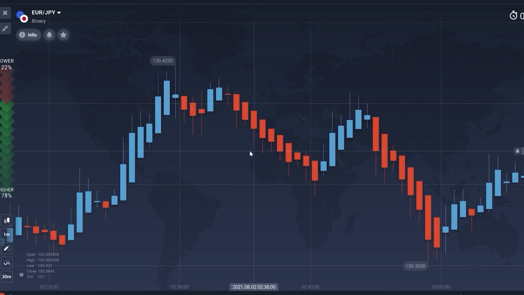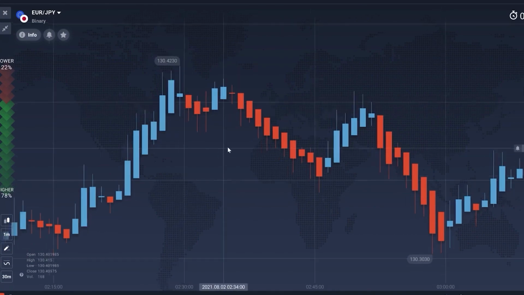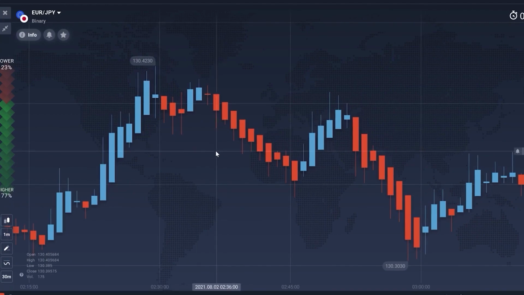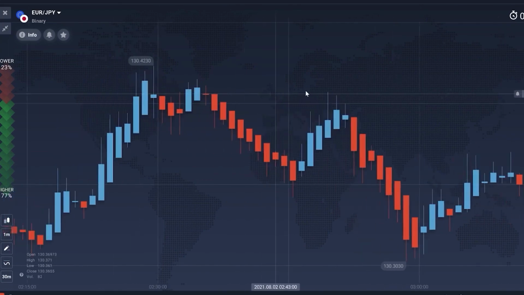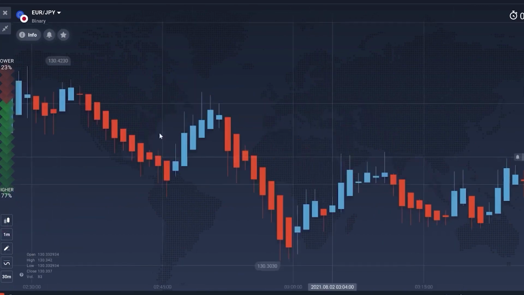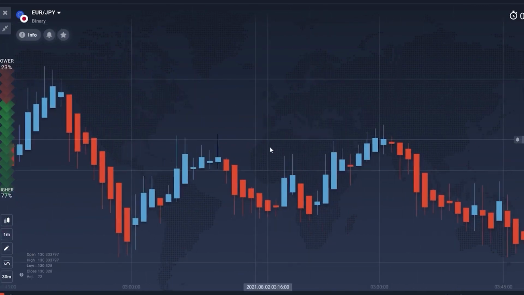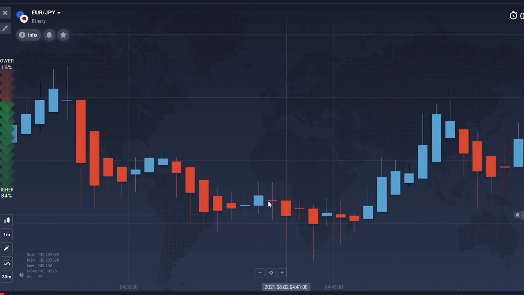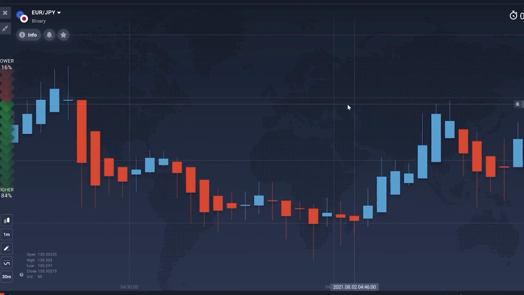Rule number 5. After consolidation or price stabilization, as explained in the previous rule, a trend reversal occurs. Whatever the trend was before, it will reverse afterward. If it was an upward trend, it will turn downward after the consolidation, and vice versa. For example, here we have a downward trend followed by a consolidation, and then it turns into an upward trend.